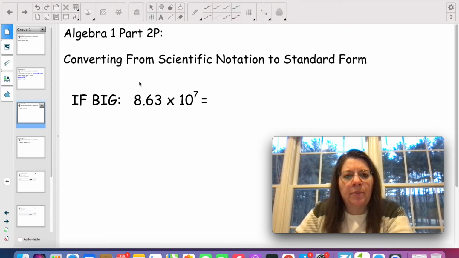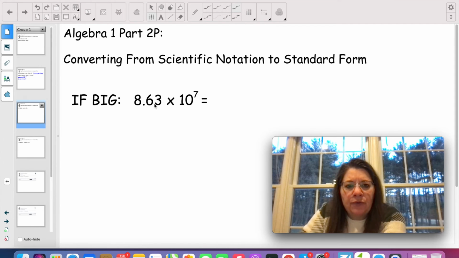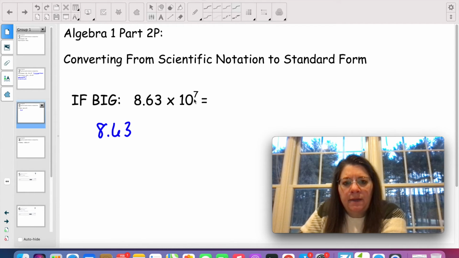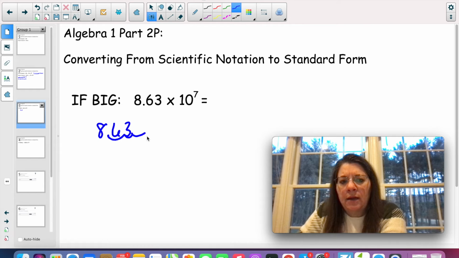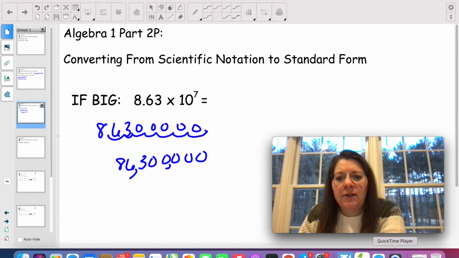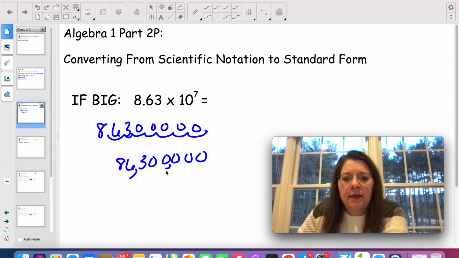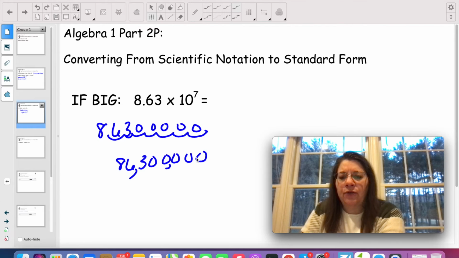Here's another example. I'm going to take the 8.63, rewrite it, and then this 7 tells me this is a big number, so I'm going to move the decimal to the right 7 places. 1, 2, 3, 4, 5, 6, 7. And then I'm going to put zeros in each of those loops. Once I've put zeros in each of the loops, I will put commas. This is 86,300,000. So this is what I would put in for my answer in Delta Math.